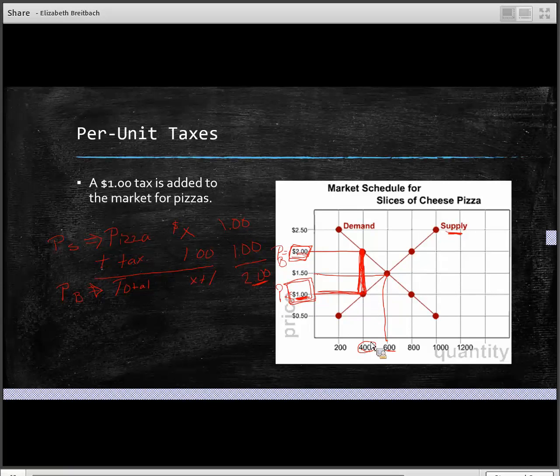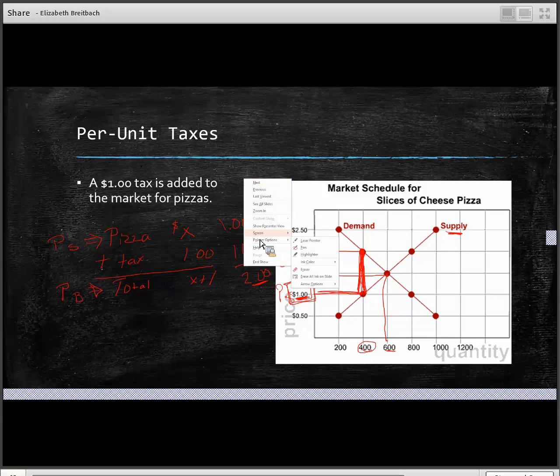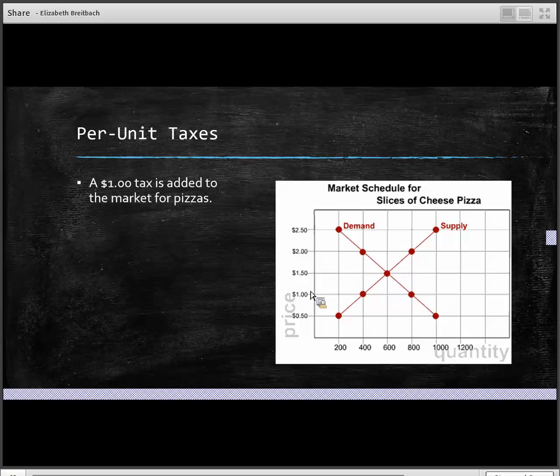All right, the government comes in and says there's a $1 tax on the market for pizza. And so that means that the sellers are going to charge a price for their pizza. And again, let's call that X. Then they're going to say, well, you have to pay a tax of $1. And so the total then that the buyers will have to pay is going to be X plus 1.